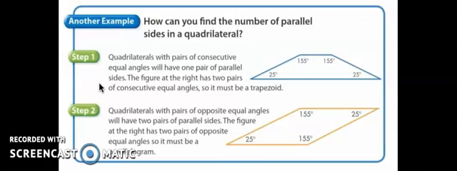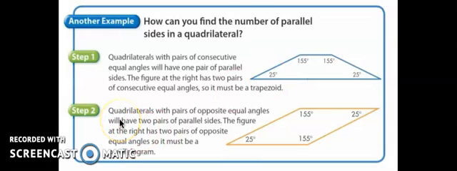Quadrilaterals with pairs of consecutive equal angles will have 1 pair of parallel sides. The figure at the right has 2 pairs of consecutive equal angles, so it must be a trapezoid. What it means is 25, 25, 150, 150. Consecutive means they come right after each other. If I was to number this, it would be 25, 150, 150, 25. If these two numbers are next to each other, or even if 25 and 25 are next to each other, then you know that it's a trapezoid because they have consecutive equal angles.